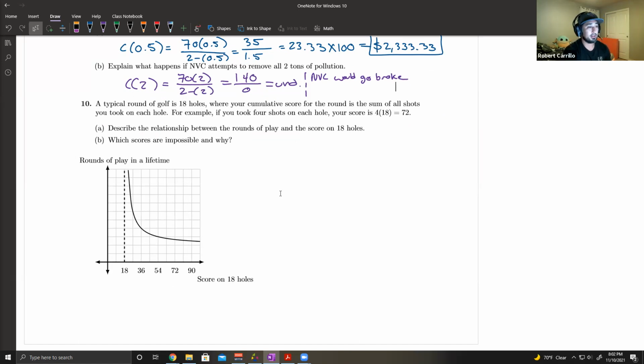All right, so looking at the graph, the y-axis represents the rounds of play in your whole lifetime. So if you play golf a lot, it's over the rounds over the years you've played golf, and the score you have made on these rounds. So looking at this graph, we can answer B already. What is an impossible score on 18 holes, guys?